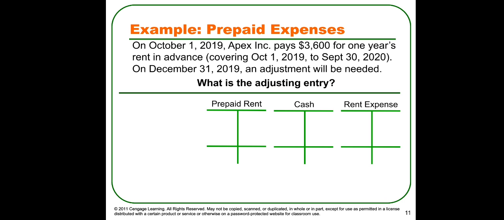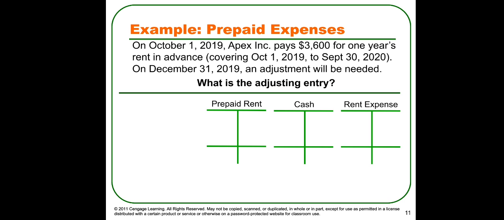So if the 3,600 is for 1 year rent, how much is the rental expense for every month? The rental expense for 1 month is 3,600 divided by 12 months. So 1 month rent is $300.